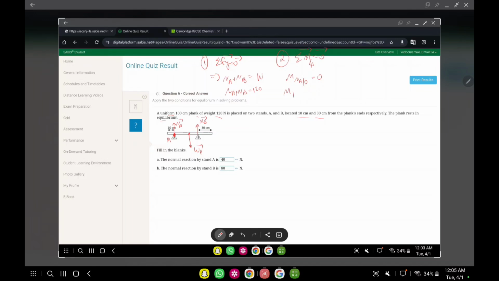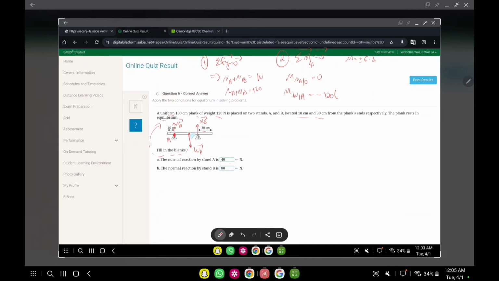Moment of the weight around A is how much? When you continue it, it's going to go clockwise, right? So it's going to be negative. Remember that moment is plus minus FD. Negative. The force of the weight is 120. With the distance is how much? If this is 10, this is 30. That means how much is left over here? 60.